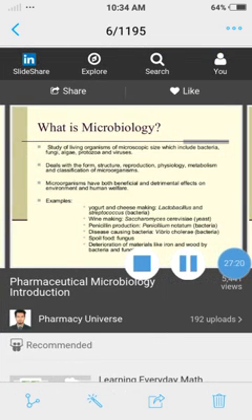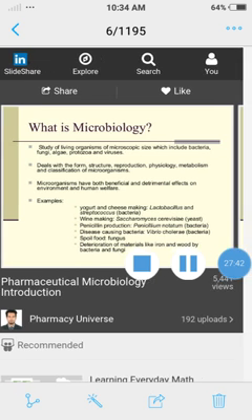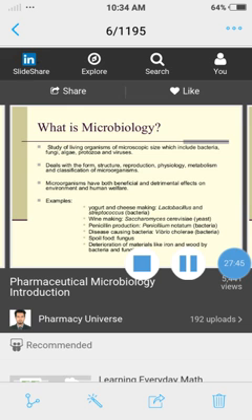What is microbiology? The study of living organisms of microscopic size. Microscopic size means those microorganisms are visible only under a microscope. It includes bacteria, fungi, algae, protozoa and viruses. Microbiology also deals with structure, morphology, reproduction, physiology, metabolism and classification of microorganisms.